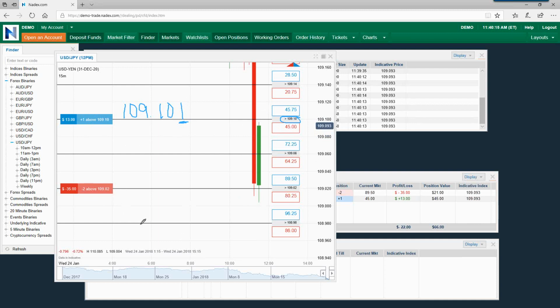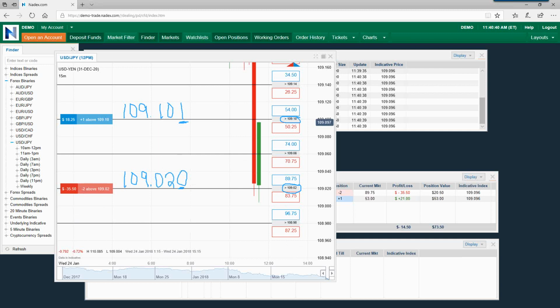Now, here's the good thing. On the short side, price simply needs to expire at 109.02 or less. It doesn't use the half pip on expiration, okay? Well, if it did, it would be 0. I'll put it that way.